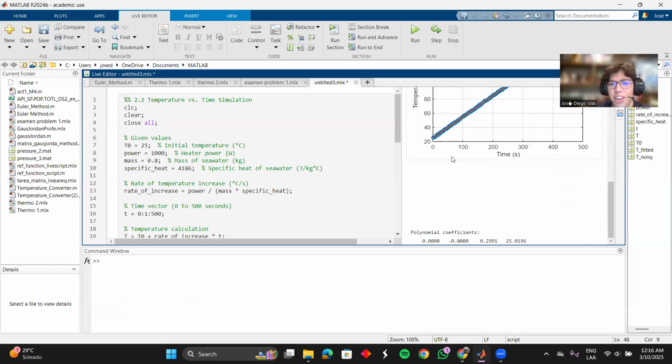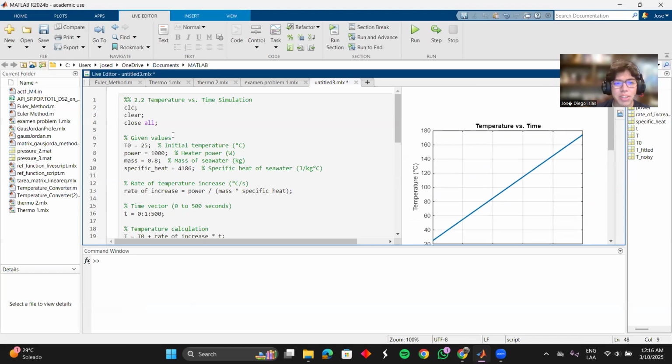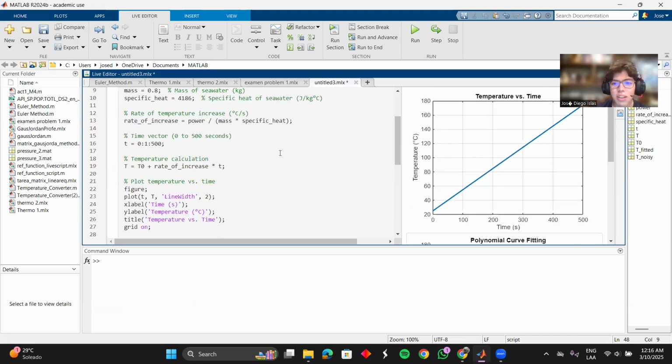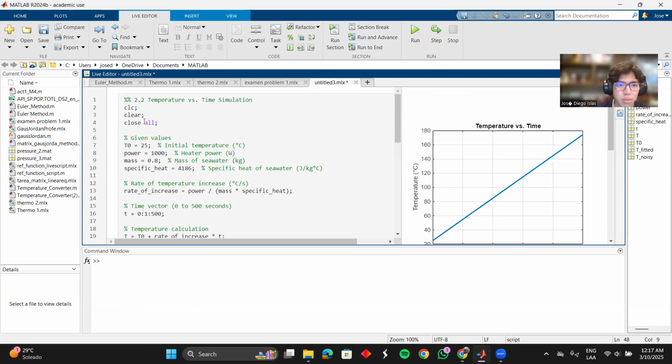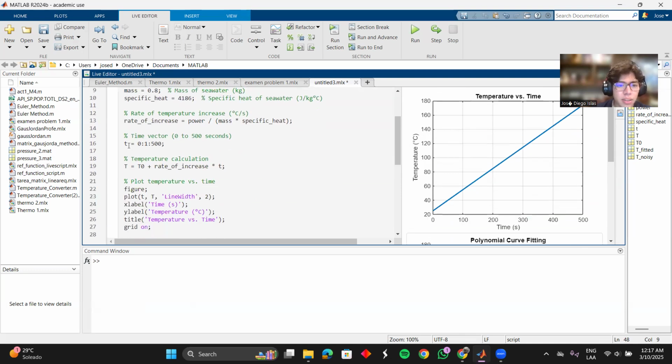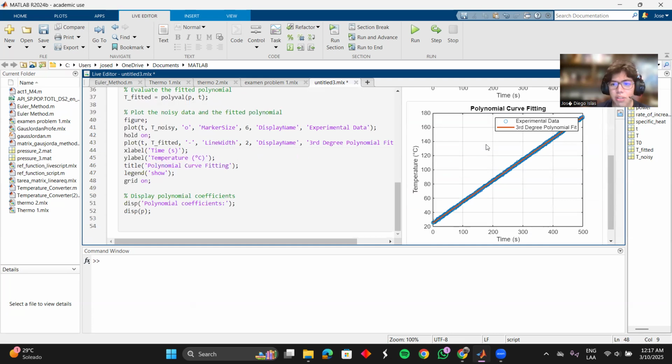So we have our graph, right? Well, this is pretty much the same as the last exercise. We set up our values, we plug in our formula, and yeah, we just plot our graph. So imagine this is the start, the initial value for temperature, and this is the slope of how the temperature of the seawater will increase over time, right? With the help of the heat, right? So I'm going to pass to the part of the matrices and the curve fitting.